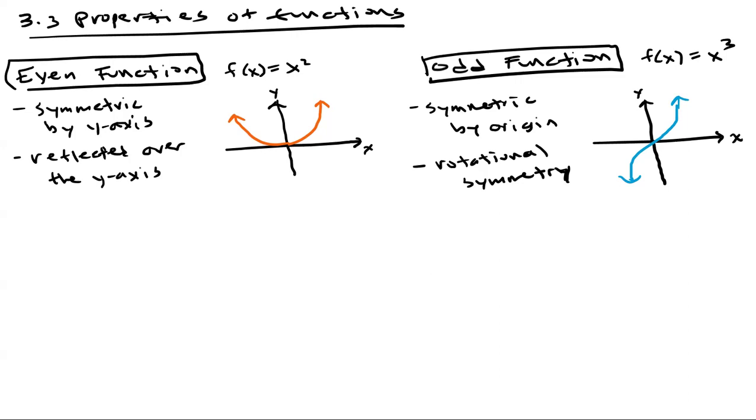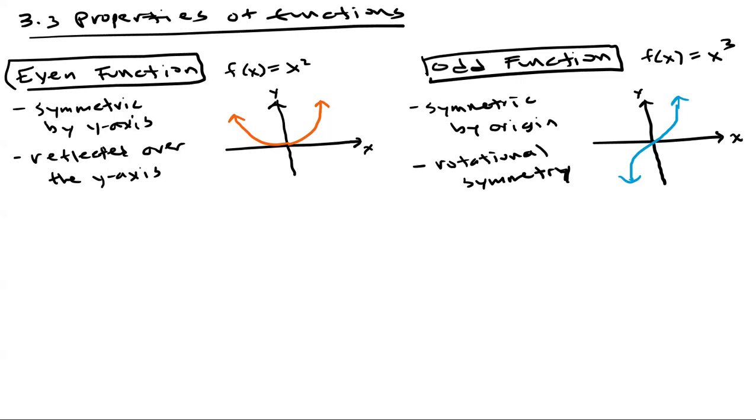In regards to this odd function, and a specific example will be f of x equals x to the third power. And notice you have symmetry by the origin because the origin is in the middle, right? So this upper half of the graph, top right, is reflecting over the bottom half, all right, through the origin. Or it has rotational symmetry. So if you rotate it, you'll get the same graph over and over and over. Okay? So that's what that information there is talking about.